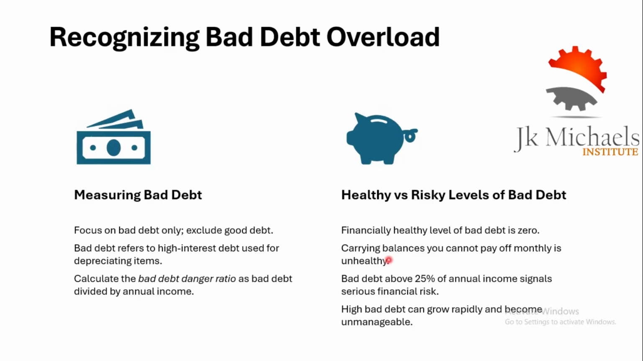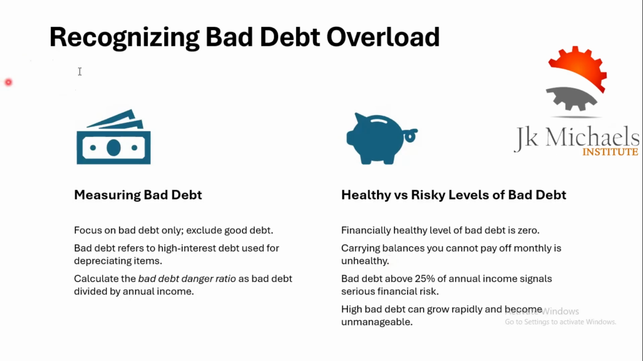Measuring bad debts. When you want to evaluate how much bad debt you have and improve your financial standing by reducing it, the first thing you want to do is separate the bad debt from the good debt. Bad debt is high interest debt that is used for what? Consumption. Items that will depreciate, like your phone, fashionable bags, fashion items, cars, right? Calculate your bad debt danger ratio as bad debt divided by your annual income. How much you earn in a year and what percentage of that is bad debt.